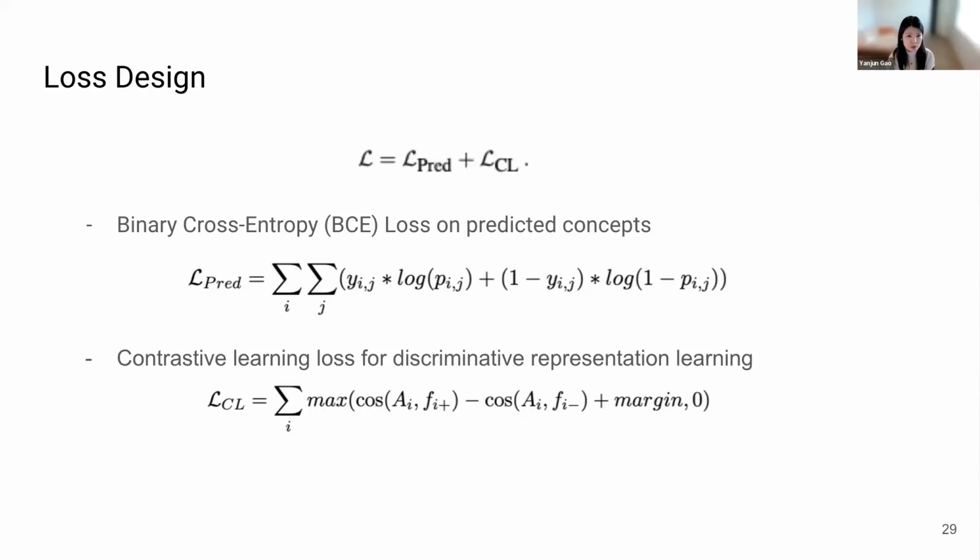I'm going to provide more details in the backup slides if we have more time, and I could also show you what the training process looks like for our graph neural network. But using these two losses together, we're able to train these graph neural network models to predict the correct path to select.